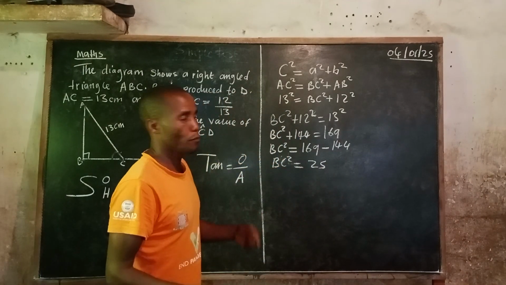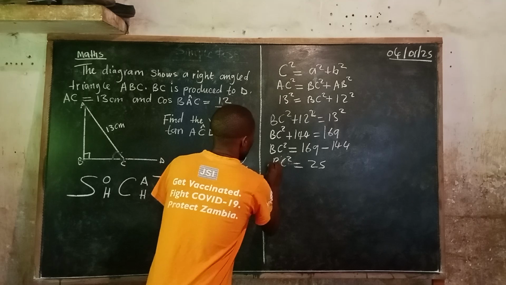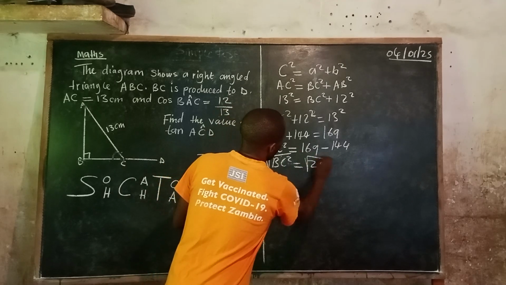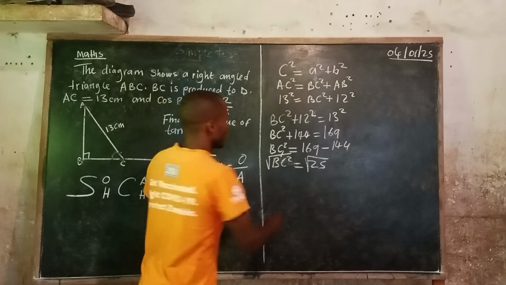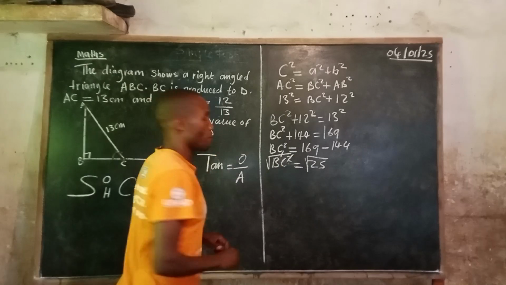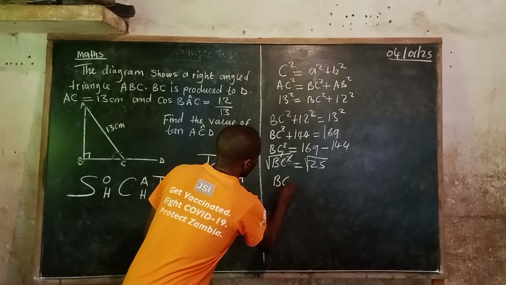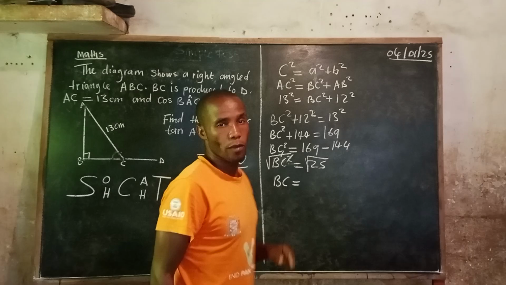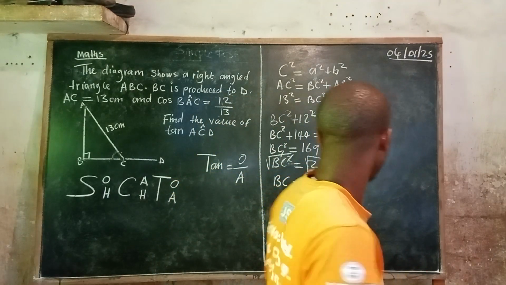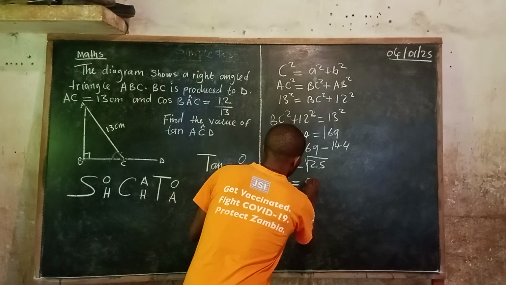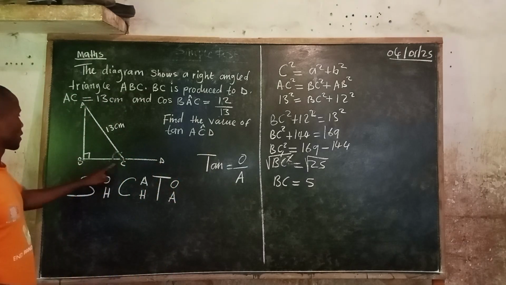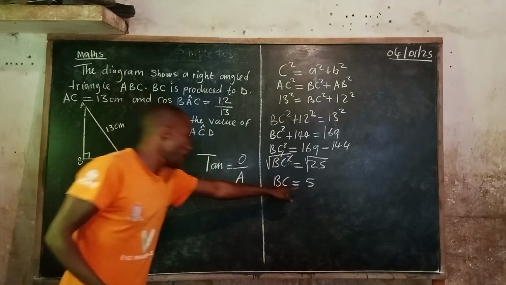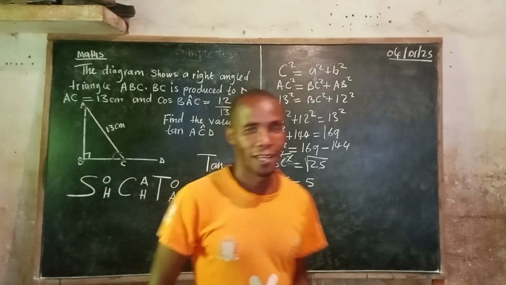So here we are looking for BC, not BC squared. So we are going to introduce the square root on both sides. The square root is the half power, so it is going to cancel with the power which is there. So BC is equals to, what is the square root of 25? It is 5. Okay. So our BC in this case, BC is equals to 5. Okay. Here we go.